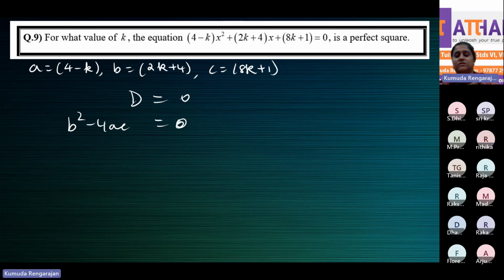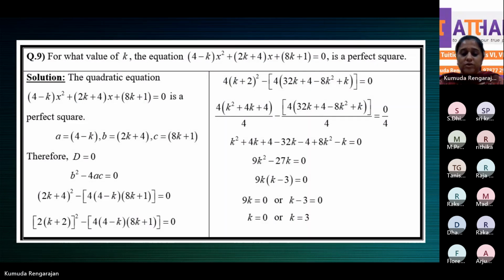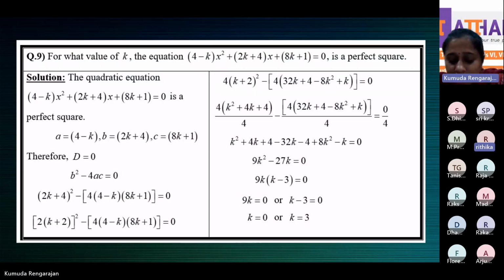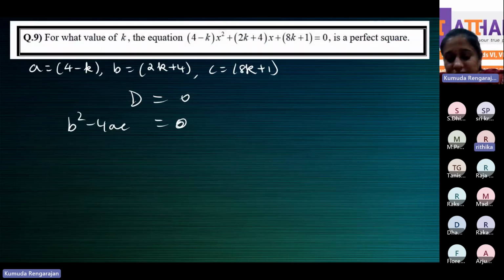Yes, children. Yes, Ritika. Ma'am, is the value 0 and 3? 0 and 3, yeah, for k. Let me check. Oh, yeah. Very good. You're perfect, Ritika. What's the equation you got? Ma'am, actually 9k square minus 27k is equal to 0. I got like that. Yeah, correct. Very good.